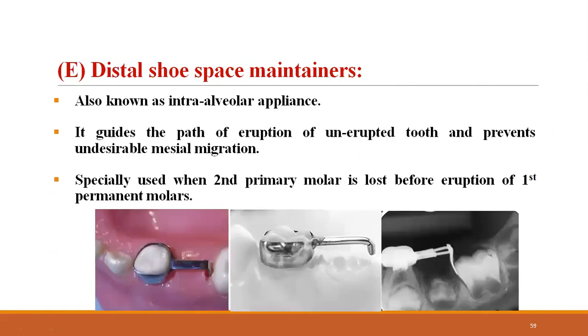Next, the distal shoe space maintainer. It is also known as an intra-alveolar appliance. It guides the path of eruption of the unerupted tooth and prevents undesirable mesial migration. Here, this is the distal shoe space maintainer. In the radiograph we can see that this part guides the eruption of the first permanent molar. These are especially used when the second primary molar is lost before eruption of the first permanent molar.